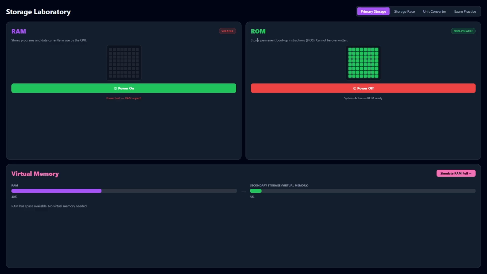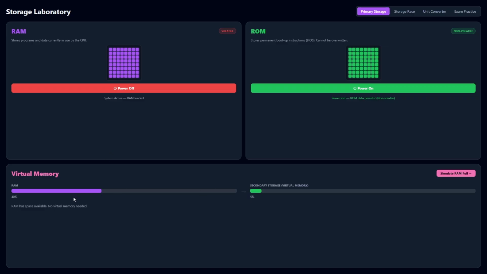Another memory type you need to think of is ROM, which stores permanent boot up instructions and cannot be overwritten. It is non-volatile, meaning when you turn the power off, the data is still there. RAM only retains the information when the power is on, and with ROM, whether the power is on or off, the data stays.